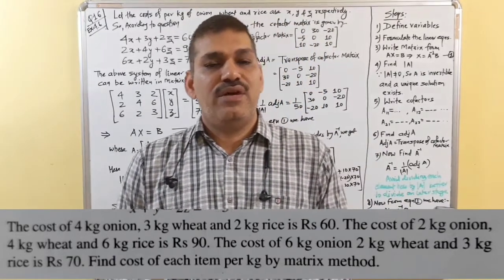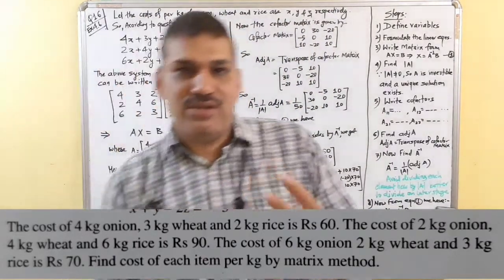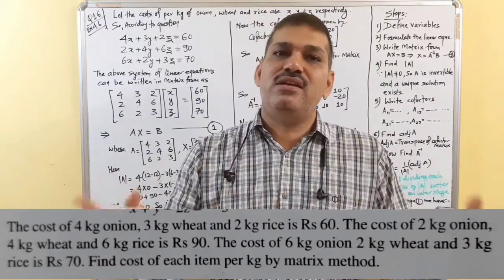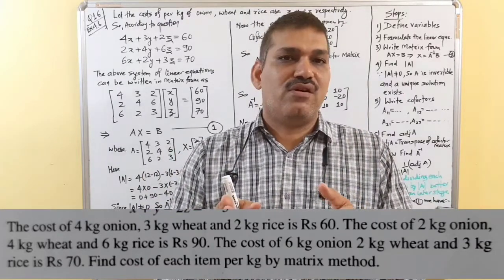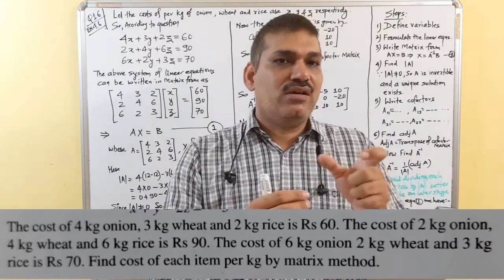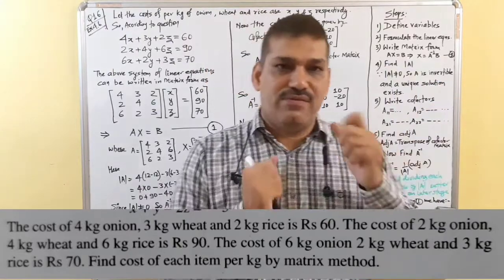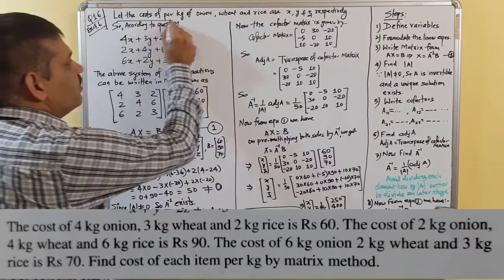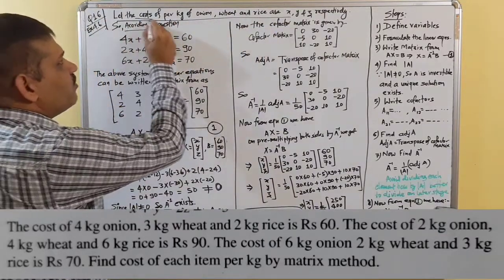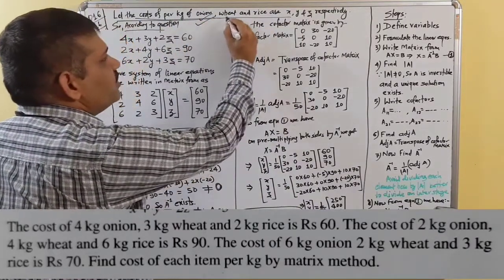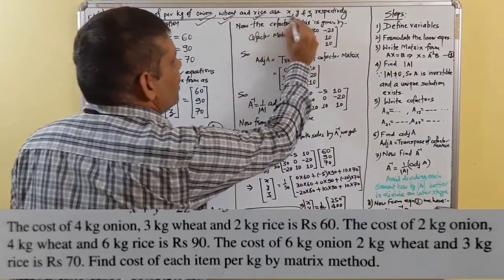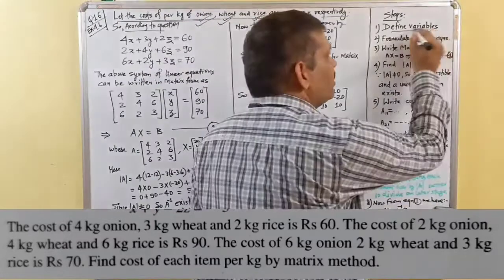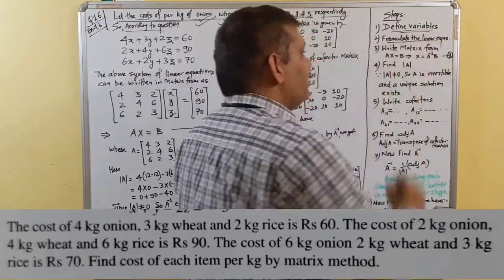So here we can observe there are three commodities, three variables are to be introduced and three linear equations are given in terms of the cost of the commodities given. So first of all, we introduce the variables. Let the cost of per kg onion, the first commodity, wheat and rice be x, y and z respectively. Now after defining variables, we formulate the linear equations.